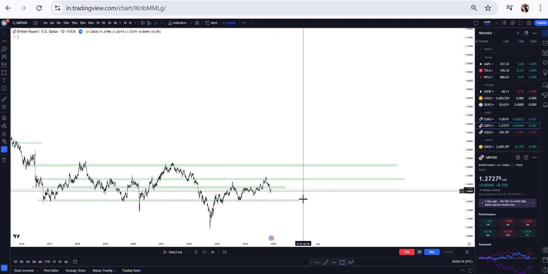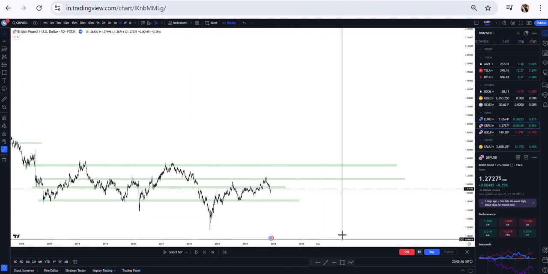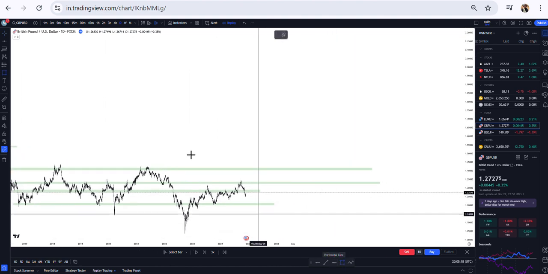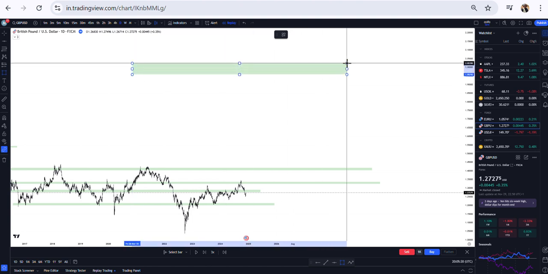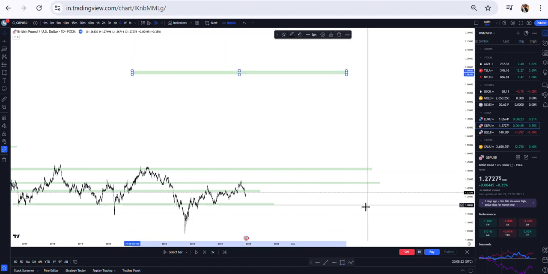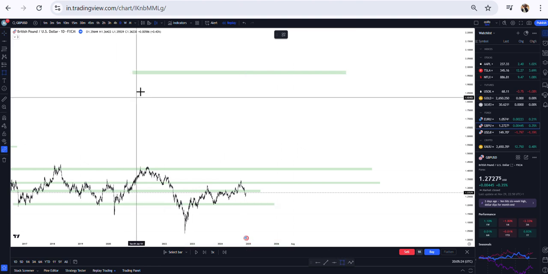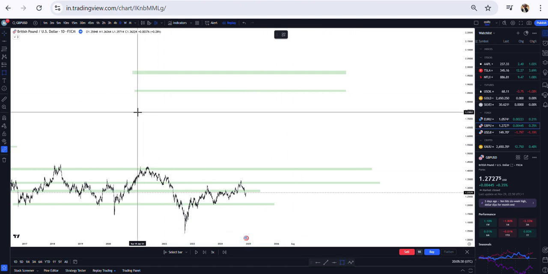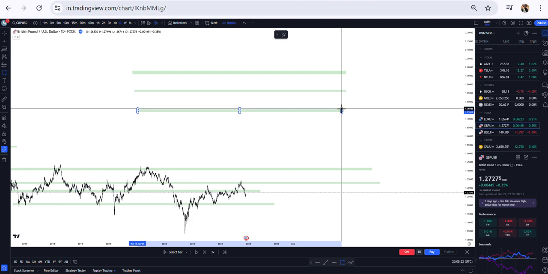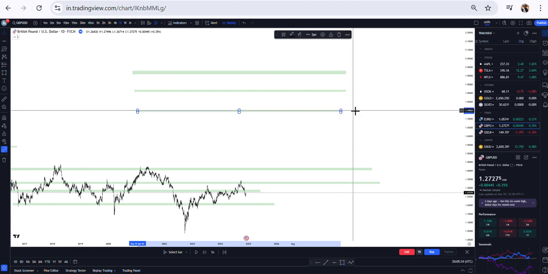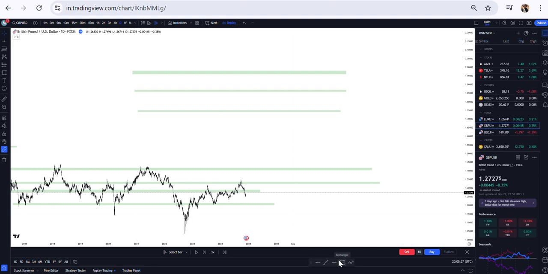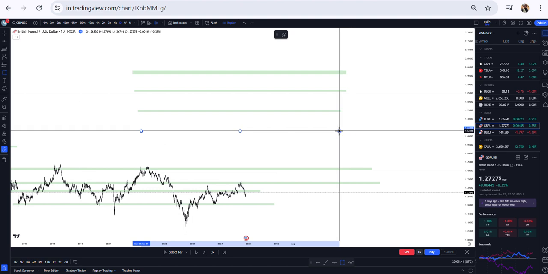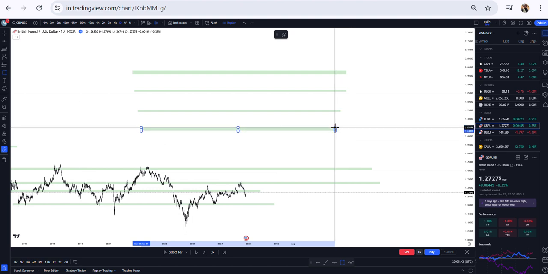What does that mean? It means that if price wants to move, right? If there is a zone here like this, let's see, there's one zone here, then there's another zone here, then there's another zone here, right? Then let's say there's another zone here. It's for example purpose, right?